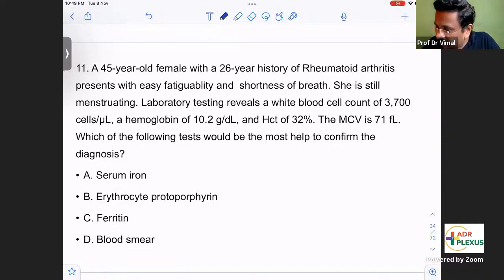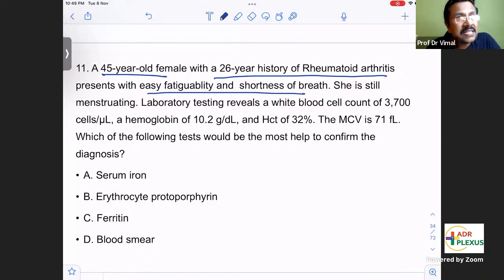So she is a 45-year-old female, and they have said that there is a long history of rheumatoid arthritis, a 26-year history, which is a chronic disease. She is also complaining of easy fatigability and shortness of breath, so anemia is there. But one more important clue they are giving is that she is still menstruating. That means menstrual related abnormalities can also be there. She can be having menorrhagia, which can also lead to iron deficiency anemia.